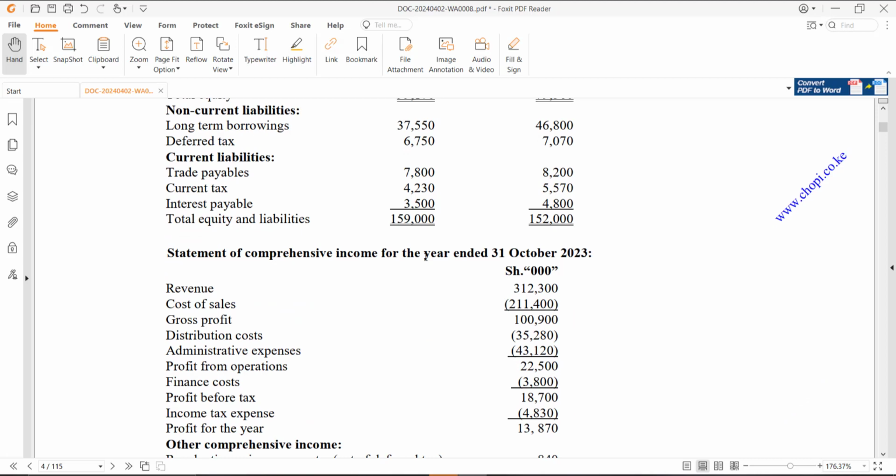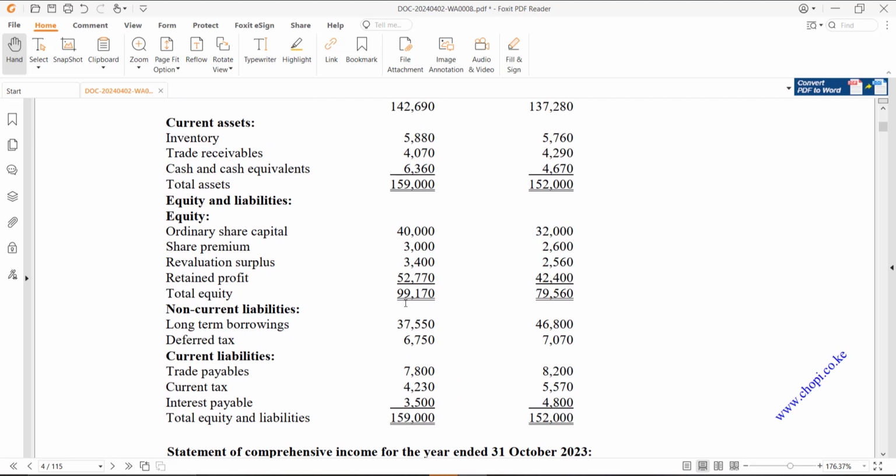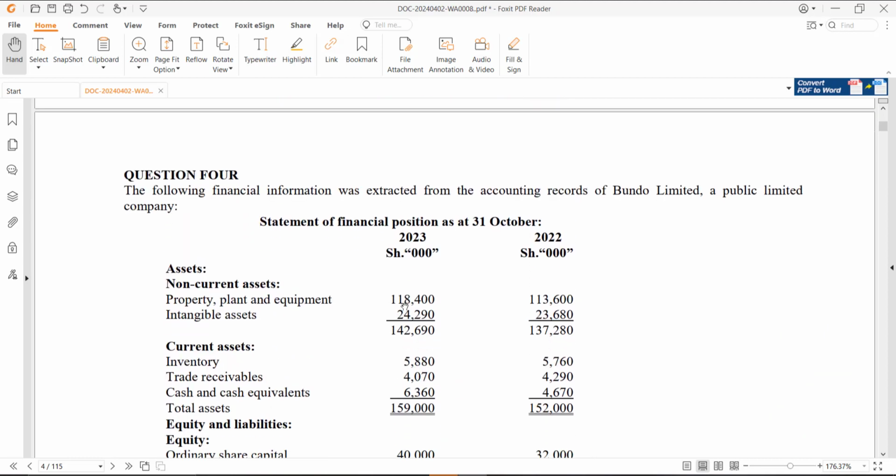Let's check the payables. For the payables, we have here from 8,200 to 7,800. It has reduced. This means we have spent money to pay for those payables. Payables are debt, so we have paid up some of our debts. So we are going to less that. Let's go ahead and record it.